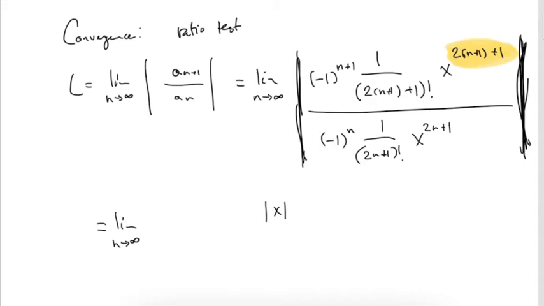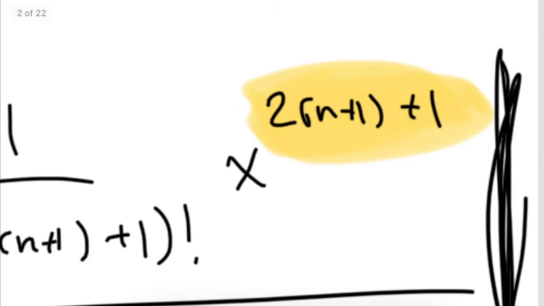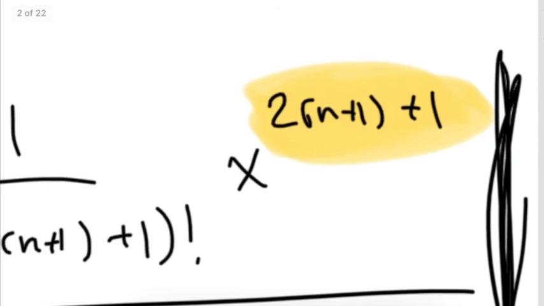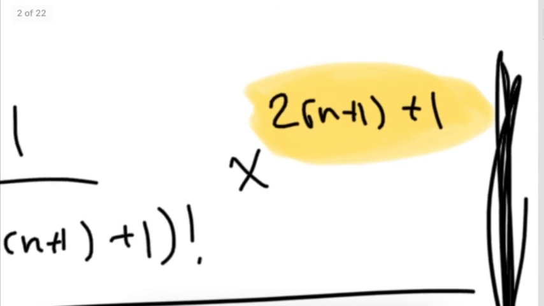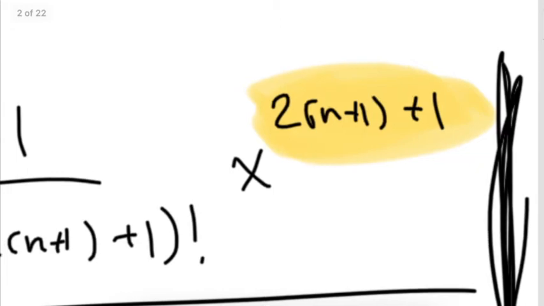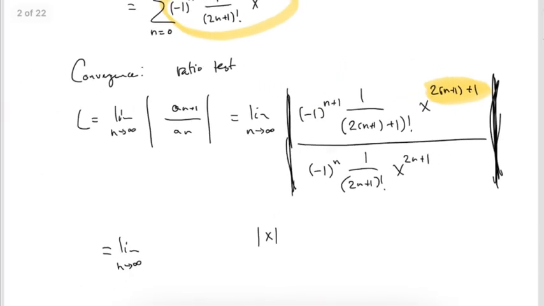Yeah, it's n plus 1 in there. Sorry, it's hard to read. Yeah, 2n plus 3 is what you're going to get from that. You distribute the 2 first, it makes 2n plus 2, and then plus 1, so it's 2n plus 3. Okay, so this is going to be absolute value of x to the power 2n plus 3 divided by absolute value of x to the power 2n plus 1, right? I just gathered together the x's.